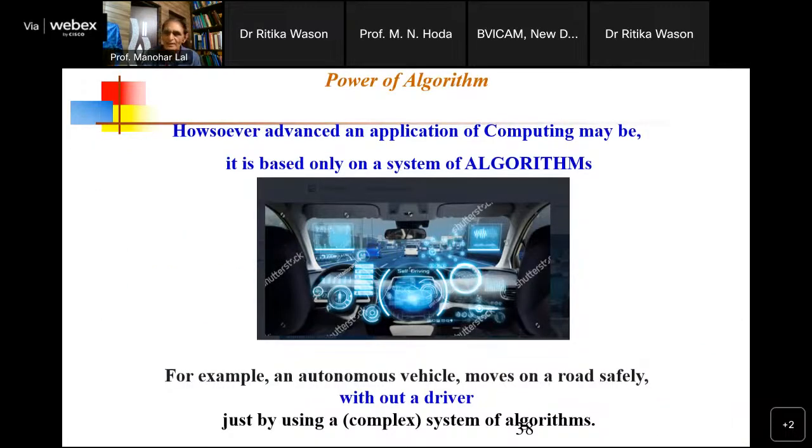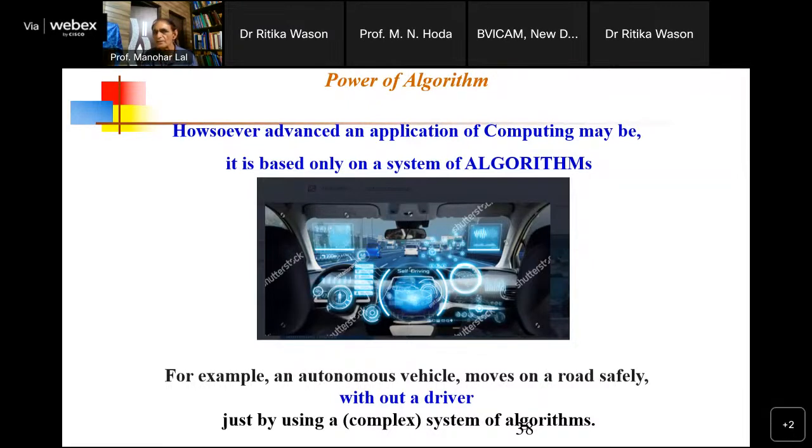Now I'll tell a little bit, though of course, Professor Horda and other friends have already mentioned, about the power of algorithm. However advanced an application of computer, it is based only on a system of algorithms. For example, an autonomous vehicle moves on a road safely without a driver, just by using a complex system of algorithms. This is the power of algorithm.